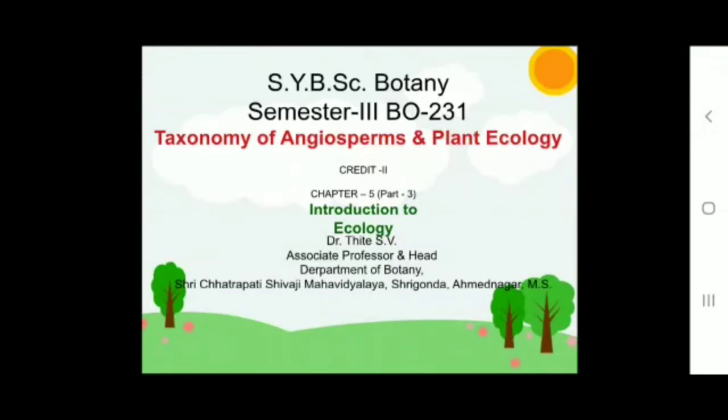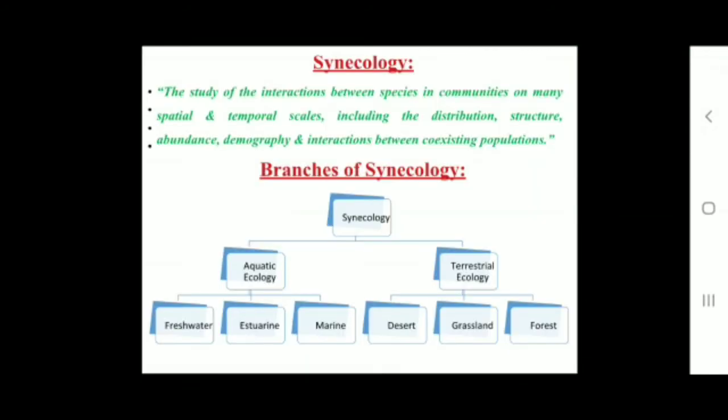Morning. Today we are going to start chapter number 5, part 3, Synecology. So, see here that it is the study of ecology at the level of community or ecosystems.